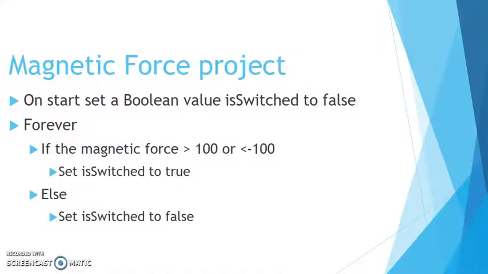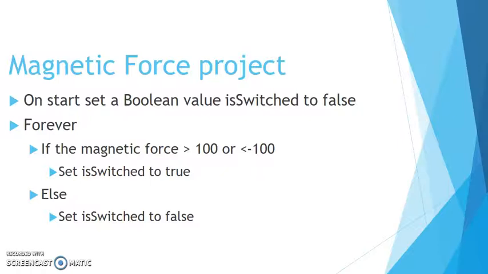The final project we're going to look at is using magnetic force. At the start, we're going to set a Boolean value, isSwitched, to false, and then we're going to use a magnet to change isSwitched between true and false. If the magnetic force is greater than 100 or less than minus 100, that's just saying that there is a significant magnetic force, which means that there's a magnetic field in the vicinity of the microbit.